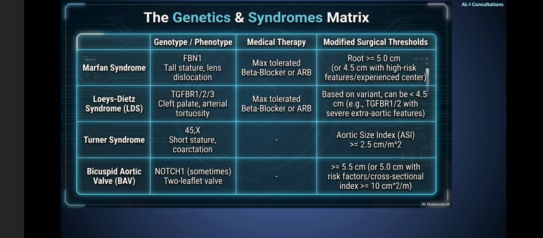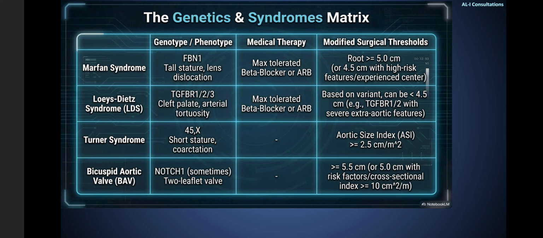Loeys-Dietz syndrome is a TGFBR1, 2, or 3 abnormality. They may have cleft palate, arterial tortuosity. Medical treatment is maximally tolerated beta blocker or angiotensin receptor blocker. Based on variant, the threshold for surgery can be less than 4.5 centimeters. Turner syndrome is a 45X abnormality, short stature and coarctation, aortic size index greater than 2.5 centimeter per meter square.